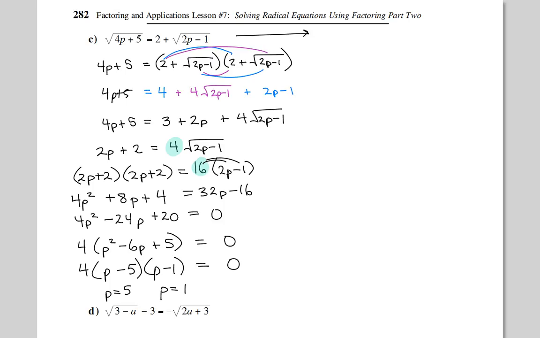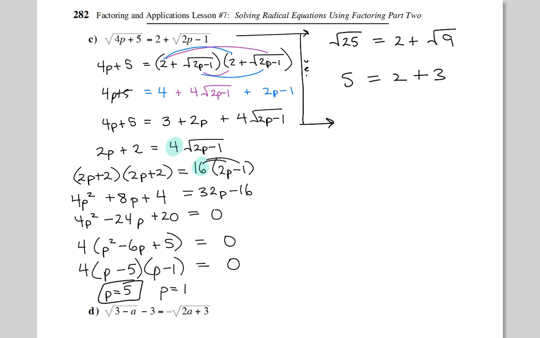So checking 5. 4 times 5 is 20, so 25. And then we have root 9. 2 times 5 is 10 minus 1 is 9. So we have 5 equals 2 plus 3. Okay, so 5 worked. This is just me verifying.